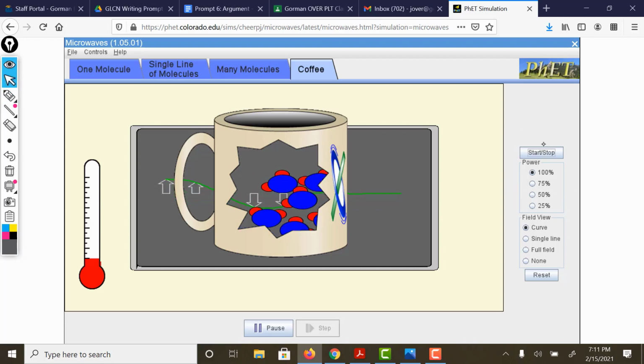So we're going to go ahead and push the start button on our microwave. This green line, this green wave represents the microwave itself, emitting energy. Notice what that microwave is doing to the velocity of the molecules. Notice what it's doing to the kinetic energy of the molecules.